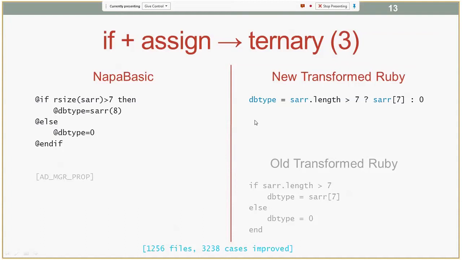A third case of eliminating, and even more common, we have over 3,000 cases that were simplified, where we have if, else, and if, and in both branches of this if statement, we are assigning the same variable but to different values. Again, the old transformed Ruby was very similar to this in structure, but now we generate a very efficient ternary expression and simplify a huge amount of code.